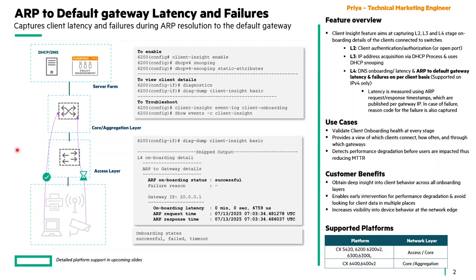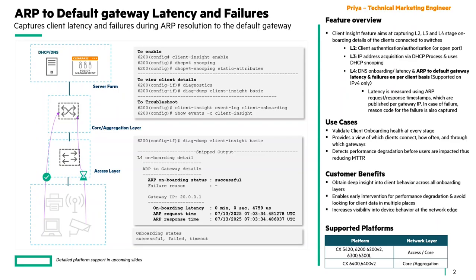So the Client Insight feature monitors onboarding across L2, L3, and L4 layers, where L2 is client authentication or authorization, it can also be an open port, and L3 is IP acquisition via the DHCP process using DHCP snooping. And L4 is the DNS onboarding or latency. And now the new addition to this is ARP to default gateway latency and failures on a per client basis. And this is supported only on IPv4.